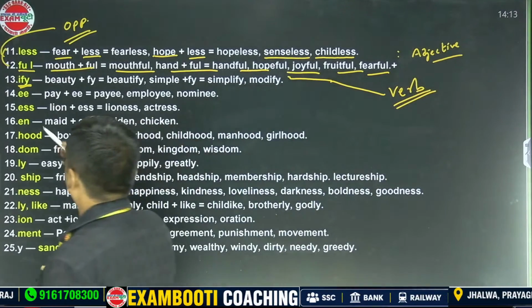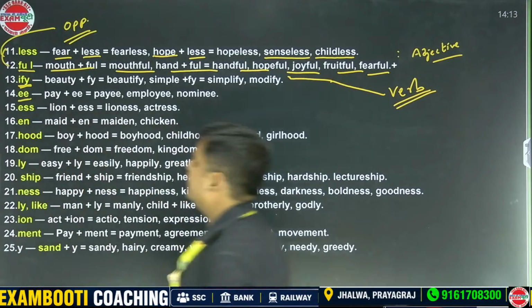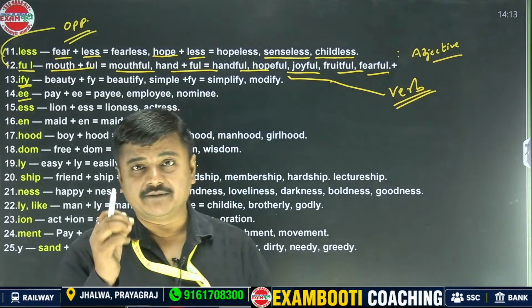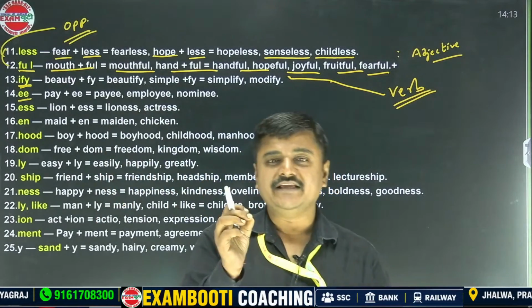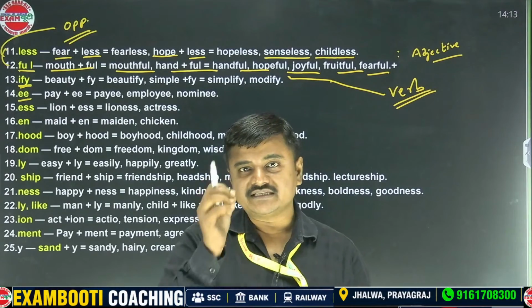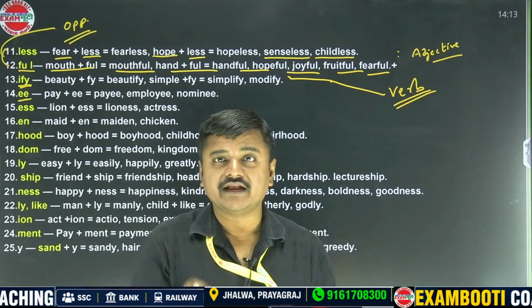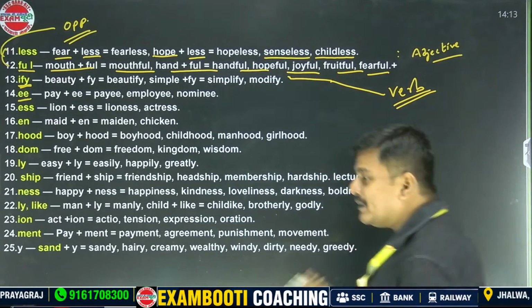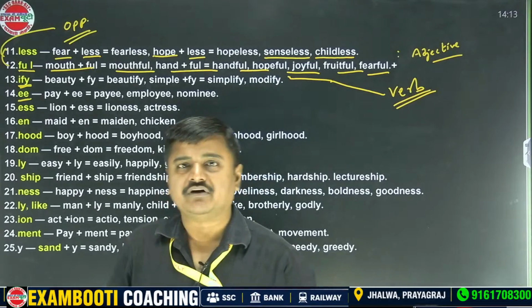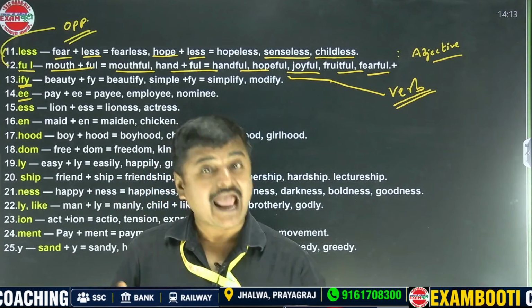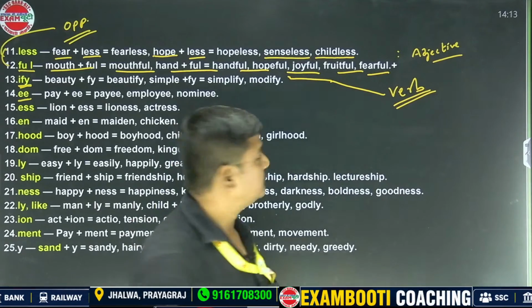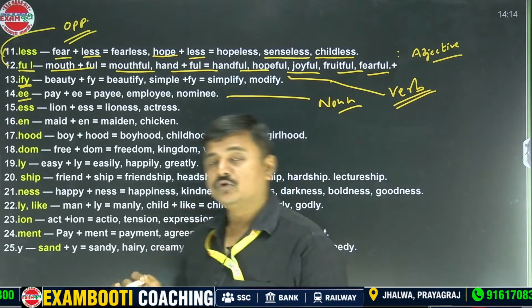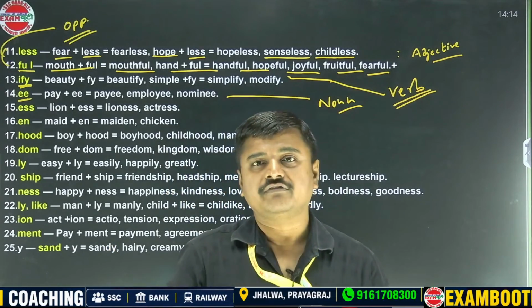Now, EE. This double E concept, this EE as a suffix, will also help to create a noun. Like payee, employee, nominee, trainee, there are so many words, and all these words are actually nouns. This is the most significant work of a suffix.